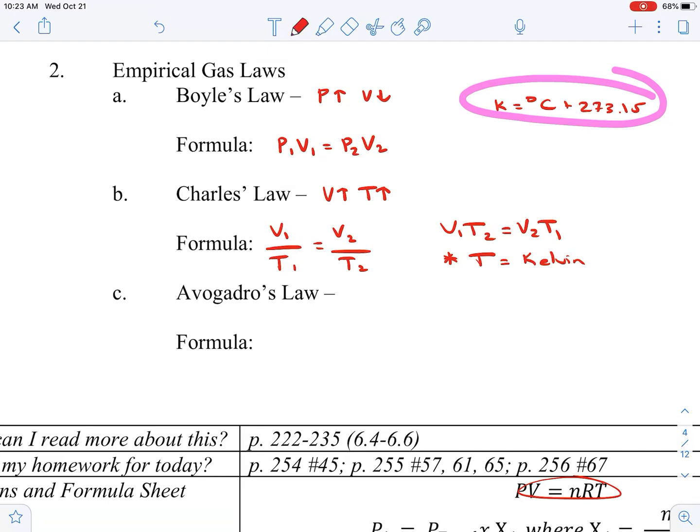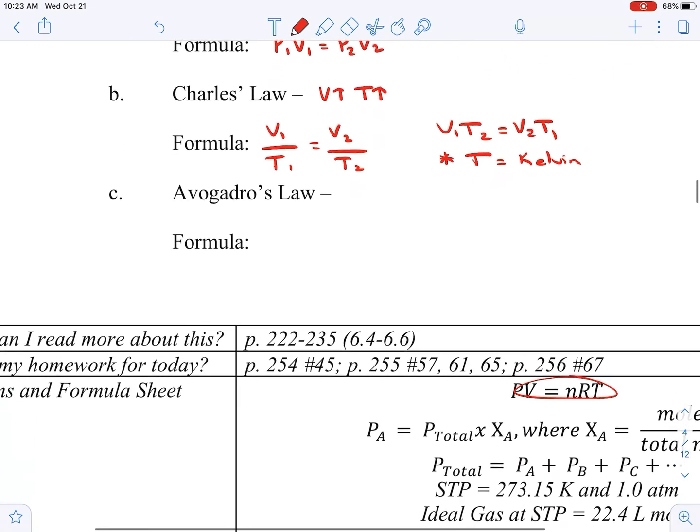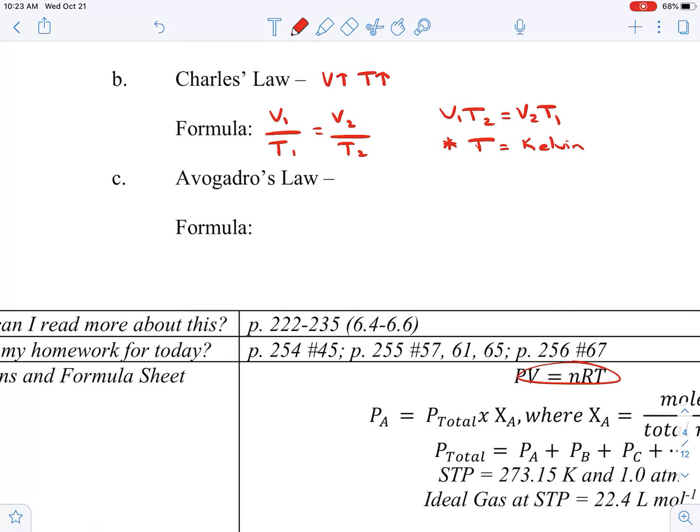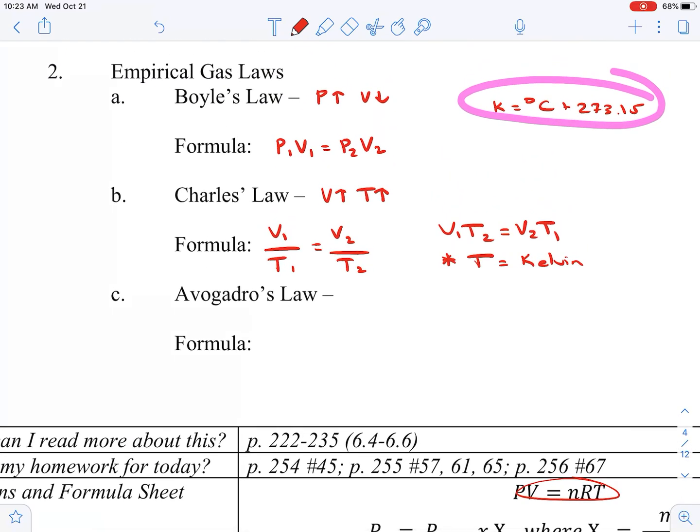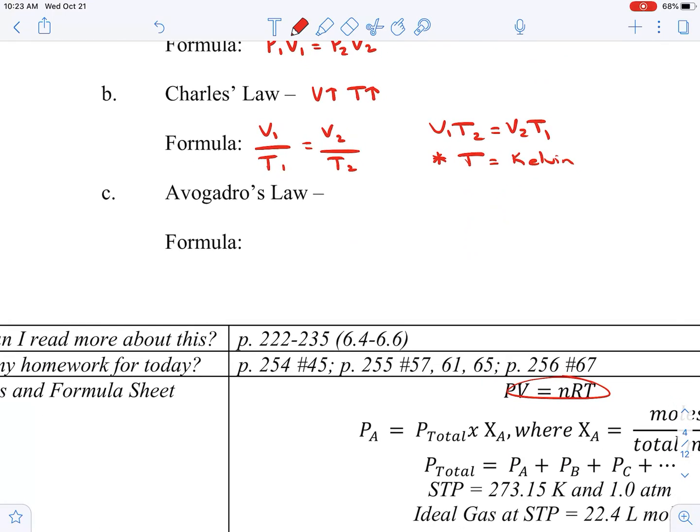I believe that's on your equation sheet, but if not, that's something you should know anyways. Last but not least, we have Avogadro's law. Avogadro's law is our relationship between volume and moles. And this is also a direct relationship. If we look at Boyle's law, that's indirect. Charles's is direct, and Avogadro's is direct as well. So that means when the number of moles goes up, our volume goes up, which makes sense if you think about it. They both go up, right? If volume goes up, I'm going to have more moles of a gas or a substance.